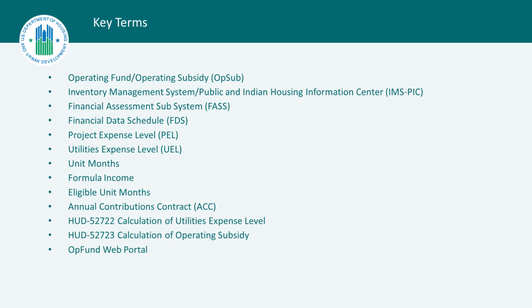The HUD Forms 52722 and 52723 are essential to the calculation of operating subsidy. The 52722 is used to calculate the utilities expense level, and the 52723 is used for calculation of the operating subsidy eligibility amount. These forms will be discussed in greater detail in later portions of this training. The Operating Fund web portal is a web-based system used for the operating fund.